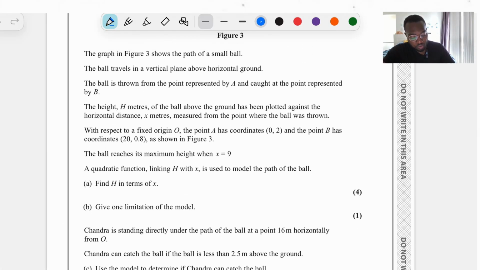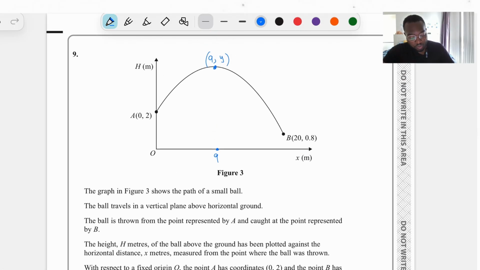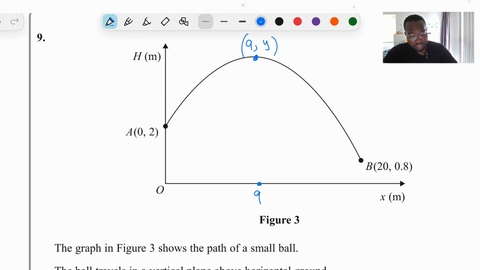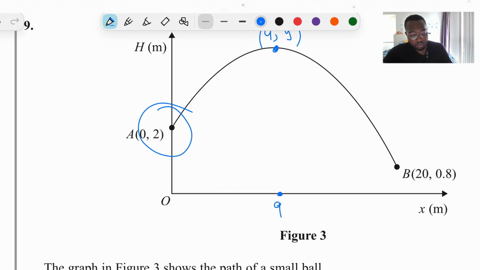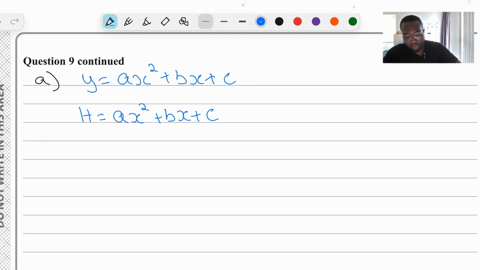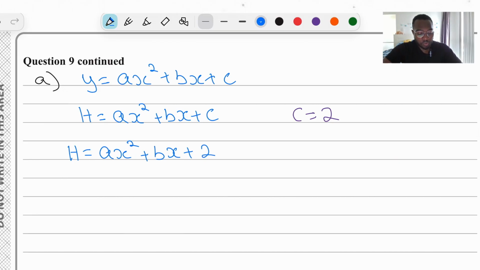Now, in order to do that, one thing we do know is the y-intercept of this curve, because we can see that it crosses at (0, 2). So we actually know our c value straight away. Our c value must be 2. Therefore, we have h is equal to ax squared plus bx plus 2. So we've worked out our c value. Now we need to work out our a and our b values.